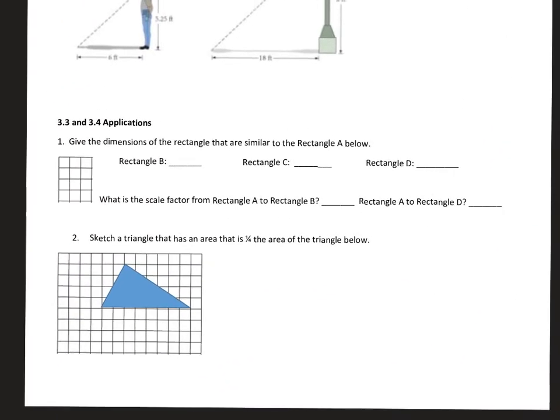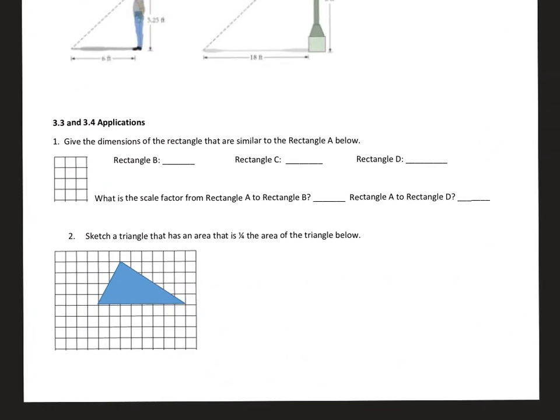We're going to look at more applications from 3.3 and 3.4. So number one, give the dimensions of a rectangle that are similar to rectangle A. So if this is rectangle A, we'll label these dimensions as 3 across. So this is 3 by 4. So what's another rectangle that's similar to 3 by 4?